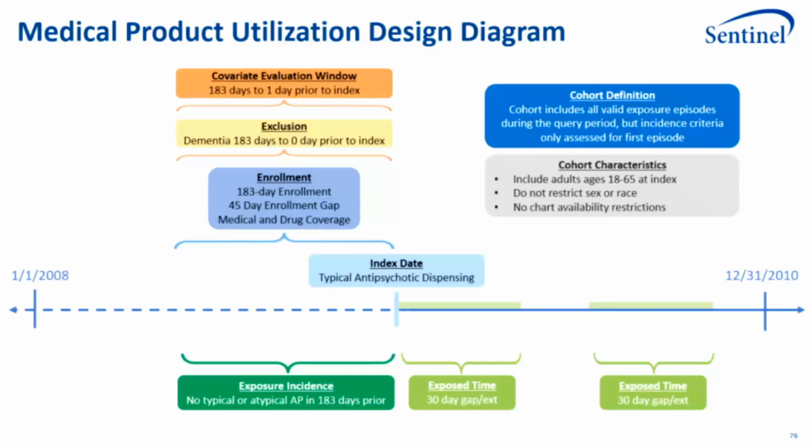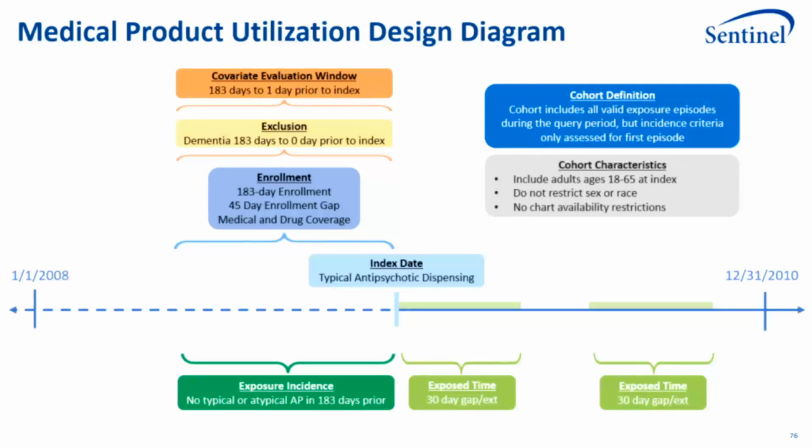So altogether, what we have done so far is we've created our design diagram, which is now shown here in a different format and filled out for you. So the way to think about this is our anchor here is our index dispensing, which we're looking for a typical antipsychotic dispensing. We're going to say that we want to see new use of that dispensing, which means we don't want to have any evidence of that in the prior 183 days. We're going to require enrollment during that time so we can actually assess that, in fact, we have no evidence of use of that during that time.